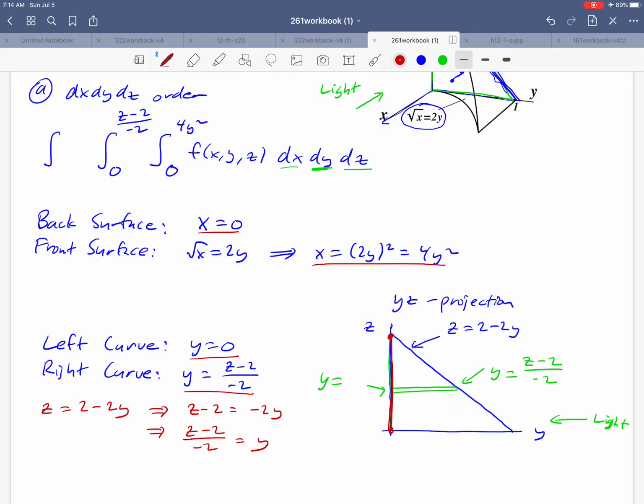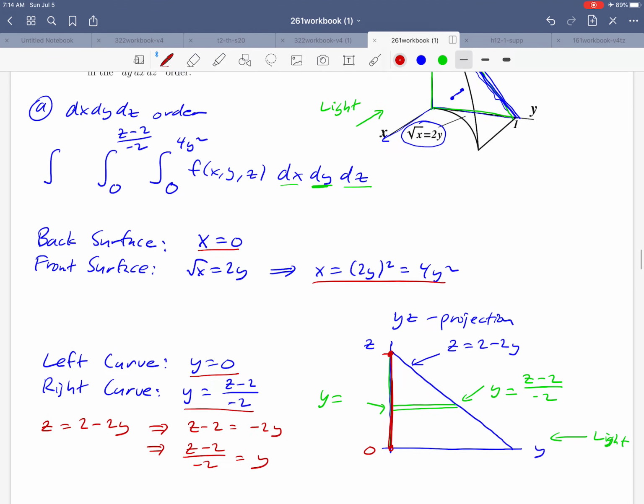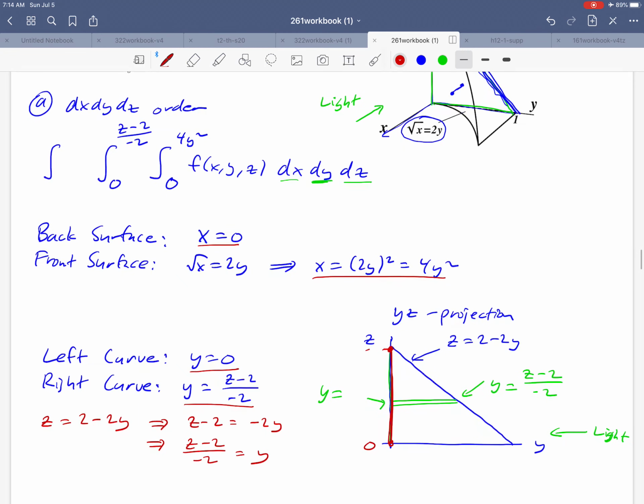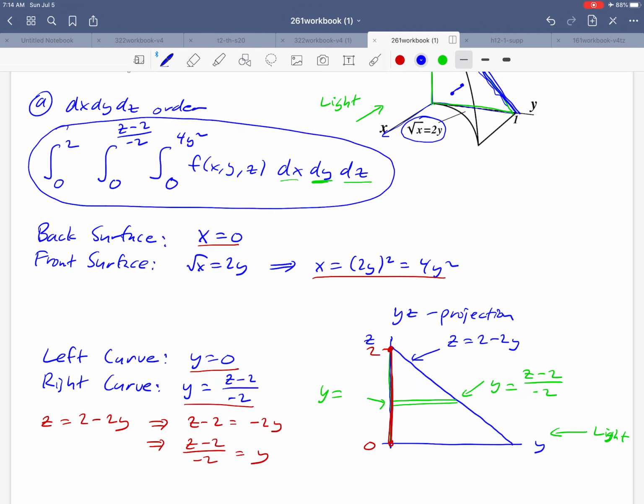We can see pretty clearly that the z value down here is 0. What would the z value be up at the top? Well, we can see from the picture up above that that z value is going to be 2. And that tells us then what our limits in the z direction are. So put it all together, and it looks like we've got an answer sitting right up here. There's our integral in the xyz order.